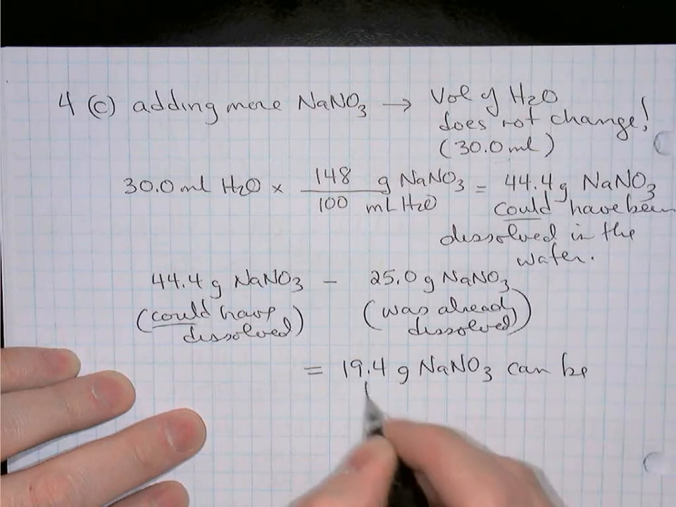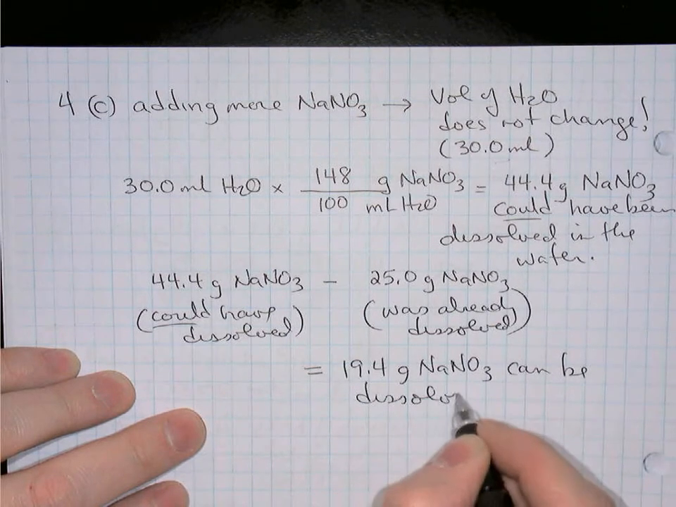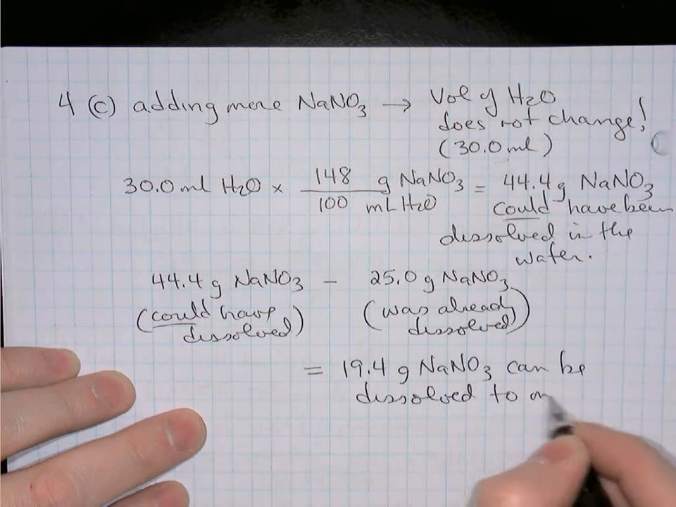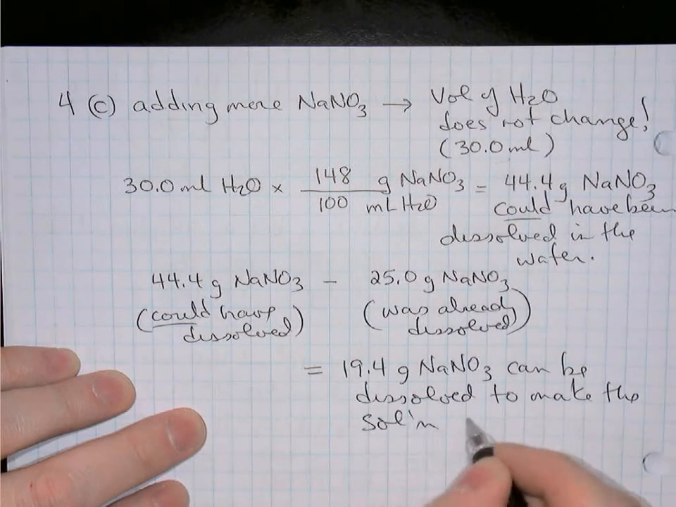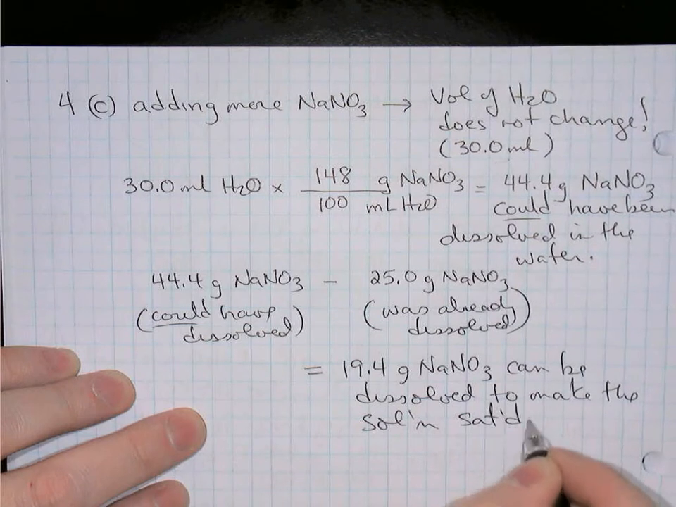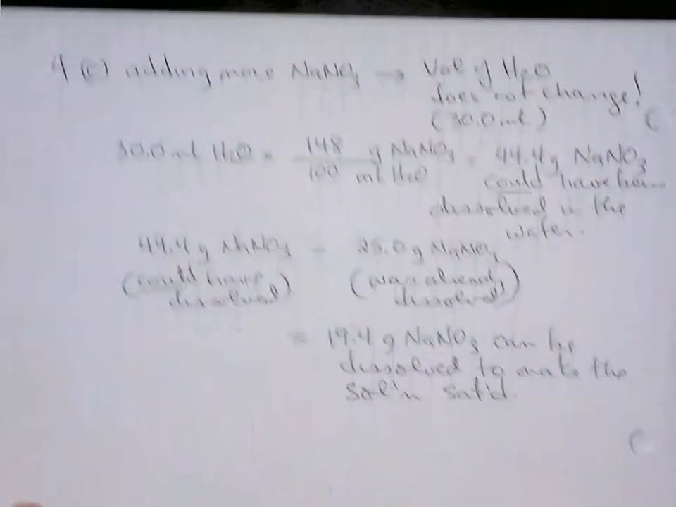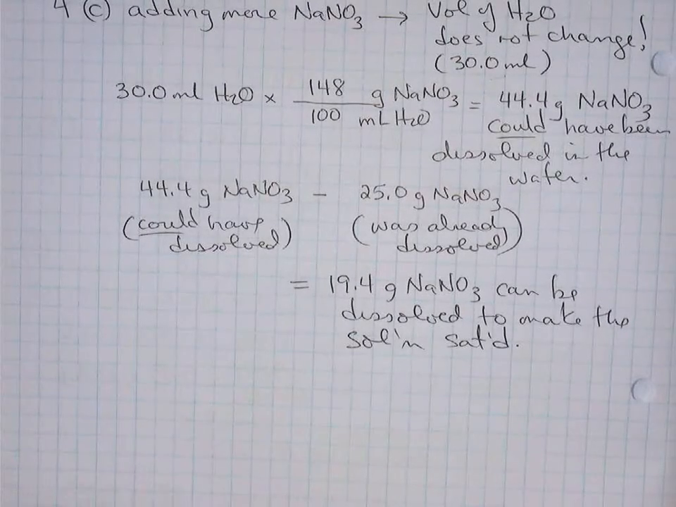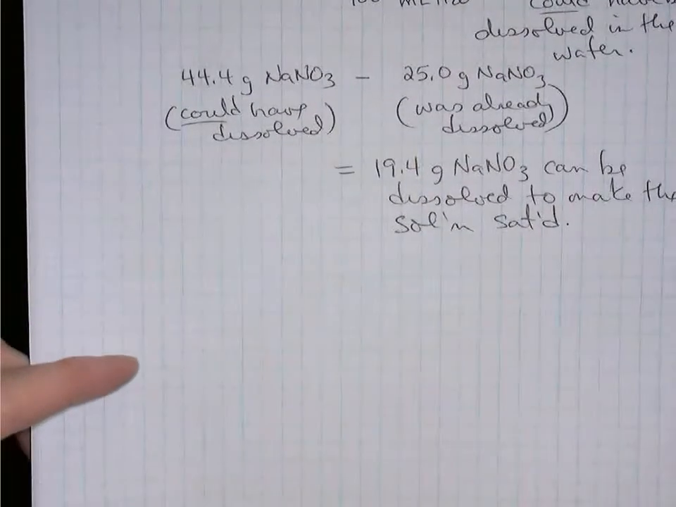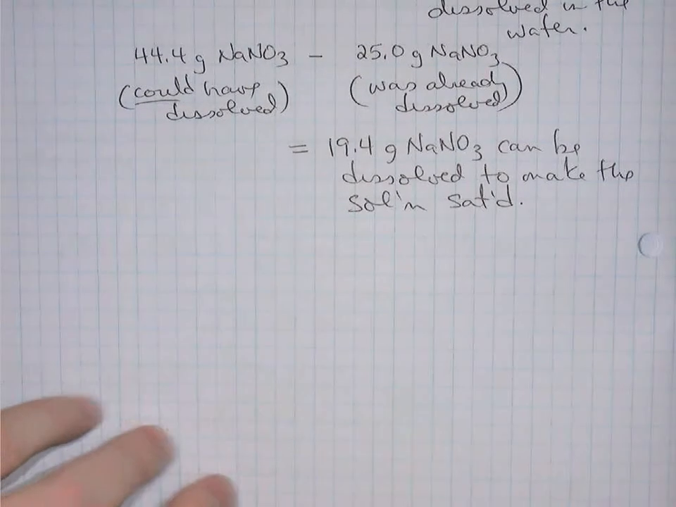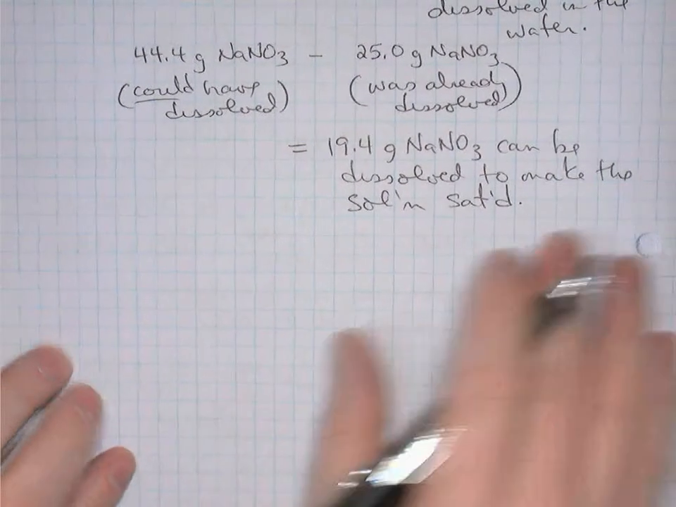19.4 grams of sodium nitrate can be dissolved to make the solution saturated. Right? It could have dissolved 44.4 grams to make it saturated. We already had 25 grams dissolved, so the difference, 19.4 grams, is what we would need to add now to make it saturated.